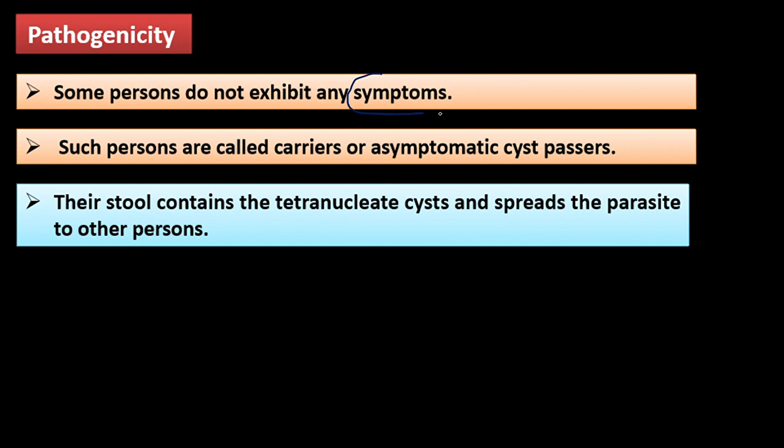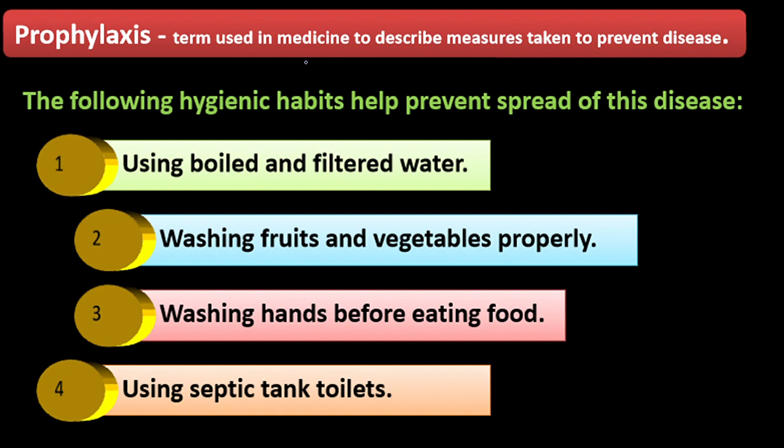Then some persons do not exhibit any symptoms. Such persons we call asymptomatic or carriers. Like we studied during Corona time, many people had Corona but we could not detect it, so they were asymptomatic, they had no symptoms. They were asymptomatic and they act like carriers. Their stool contains tetranucleate cysts and spreads the parasite to other persons. Why are they called carriers? Because their stool has tetranucleate cysts and it is spreading, it's just that they have no symptoms. They are being infected, they act like a carrier, but we don't know that they have the disease.